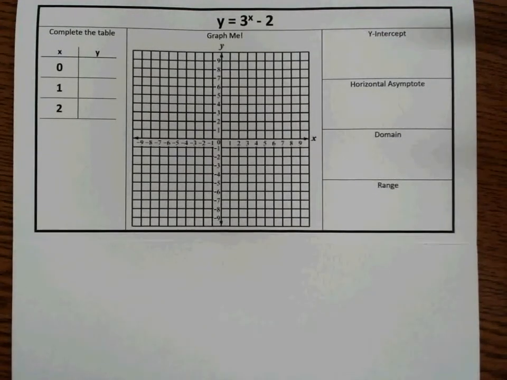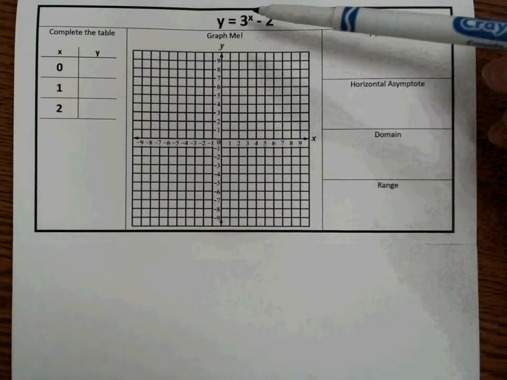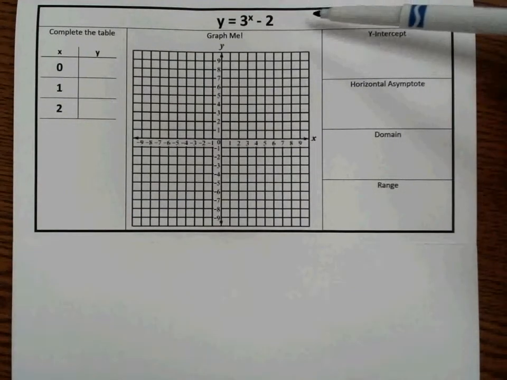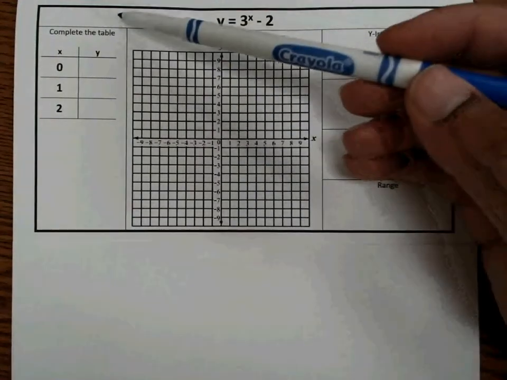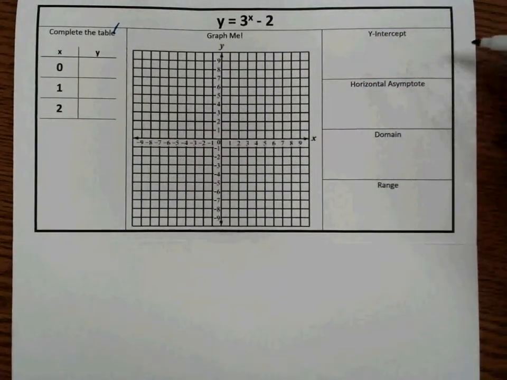We're going to do another exponential graphing just in case the first video didn't help you out well enough. As you can see in this problem, we have y equals 3 to the x minus 2. Before we actually graph it, we're going to find three things. We're going to complete the table, we're going to find the y-intercept, and we're going to find the horizontal asymptote.